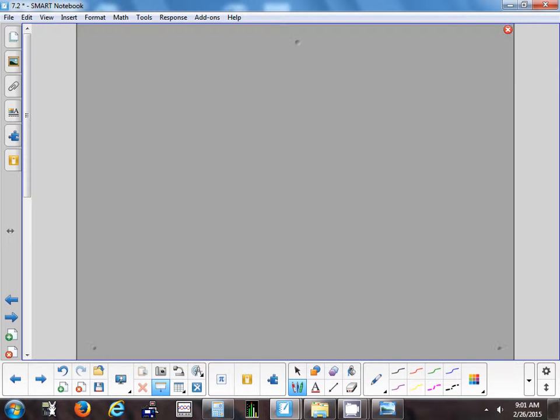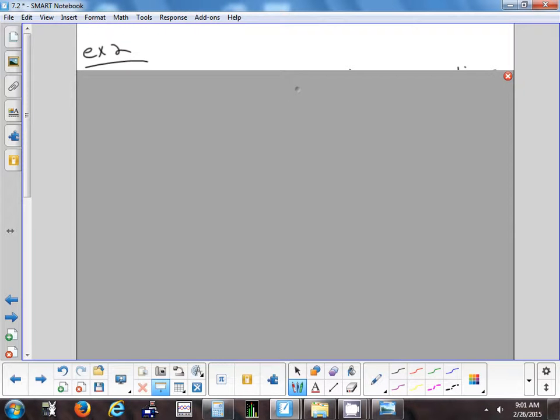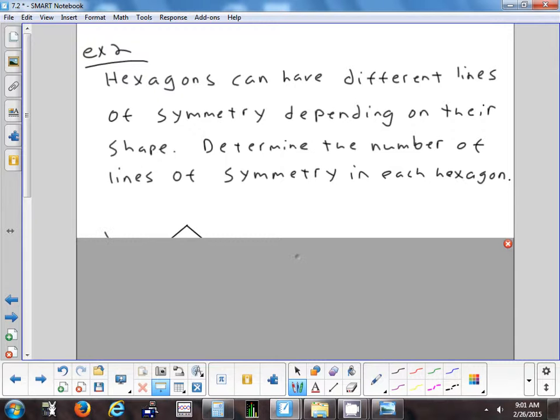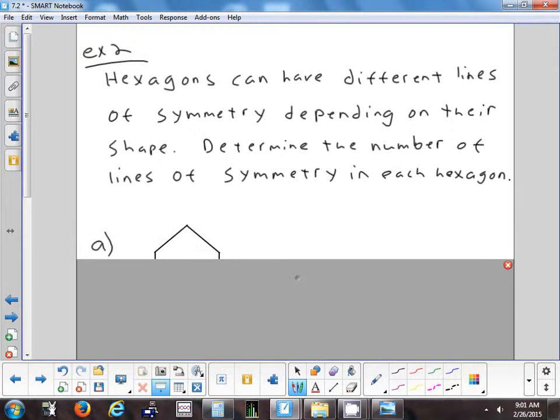Let's talk about one specific shape, a hexagon. If somebody asks you how many lines of symmetry a hexagon has, it depends on how you draw the hexagon, or pentagon, or any shape. A hexagon can have different lines of symmetry depending on the shape.